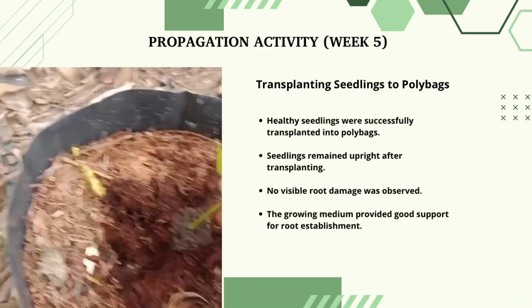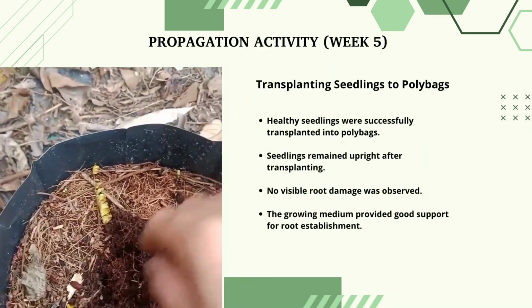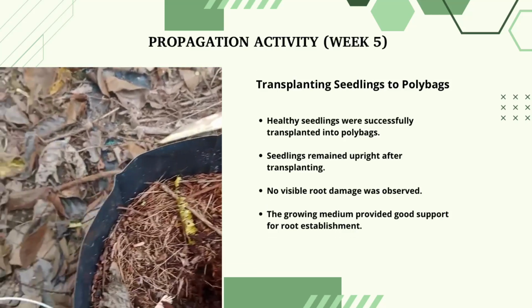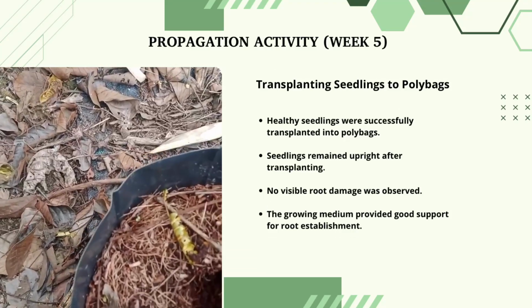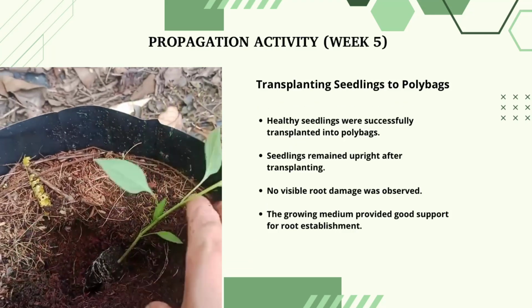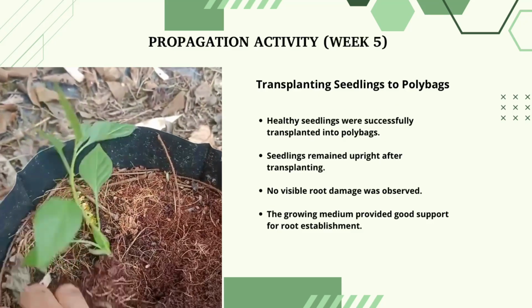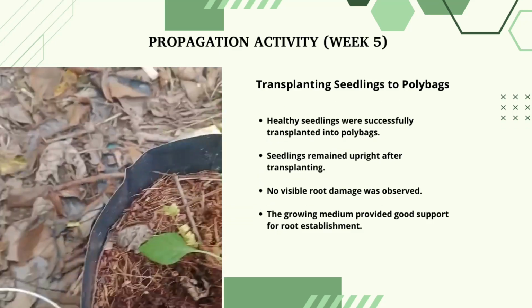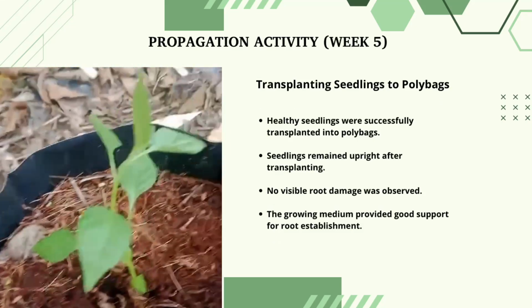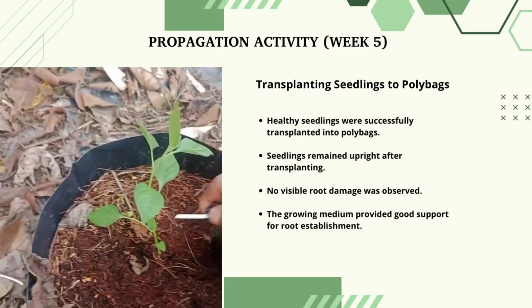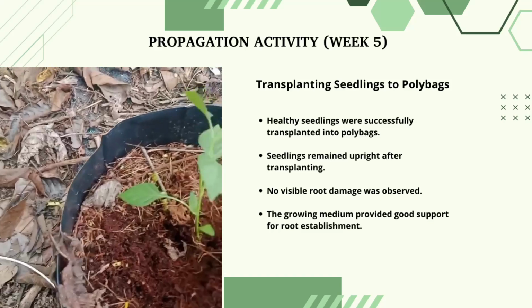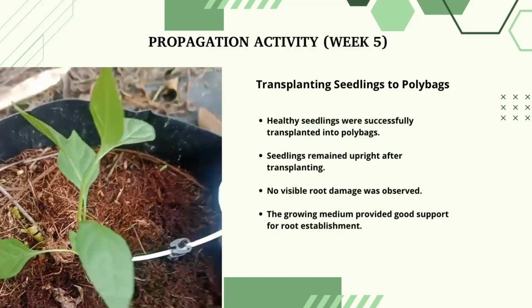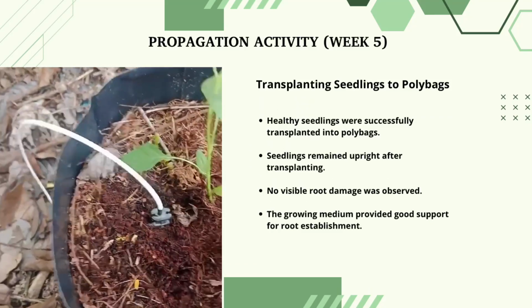In the fifth week, the seedlings were transplanted into polybags. The transplanting process was carried out carefully to avoid root damage. After transplanting, the seedlings remained upright and adapted well to the new growing medium. This indicates that the seedlings were healthy and ready for the next stage of cultivation.